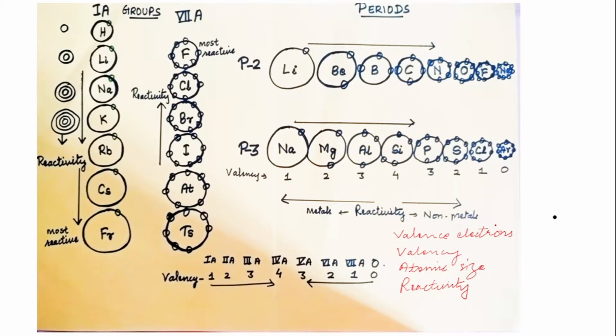So the first one is valence electrons. Valence electrons means electrons in the outermost cell in the atomic structure. Okay, structure of an atom. You know atomic structure, there is a nucleus at the center and there are electrons revolving around the nucleus in the orbits or the cells. So the valence electrons are the electrons in the last cell, the outermost cell. So what is the number of valence electrons in the groups and the periods, we are going to see.